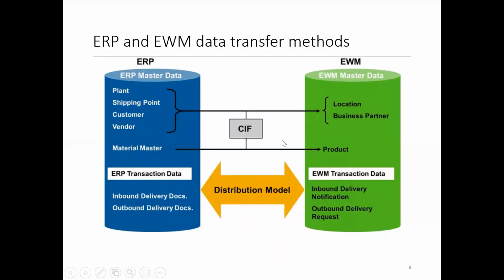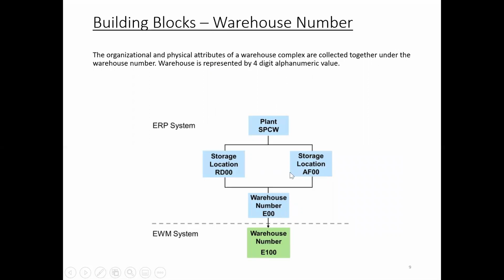So this is how we build the warehouse. The plant in ERP is assigned to a storage location, right? And then the storage location will be assigned to the warehouse number in ERP. The equivalent warehouse number will be assigned in the EWM. So this warehouse number E00, which you can see on the screen, is just a kind of bridge between ERP and EWM. It has nothing to do with any of the transactional data or the master data posting.